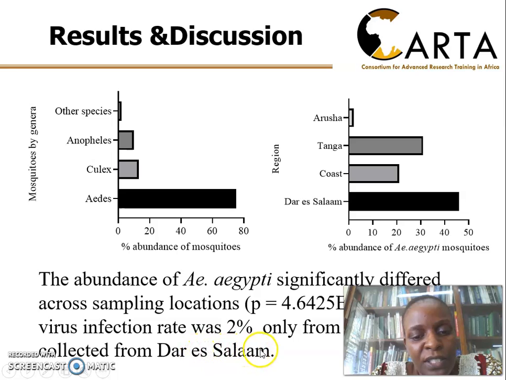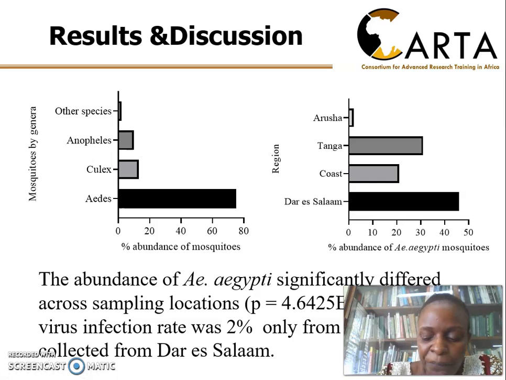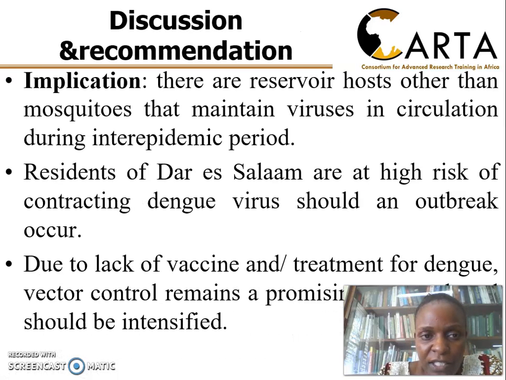The samples collected before that, the mosquitoes turned negative for the virus. So what does that imply? This means that there are reservoir hosts other than mosquitoes that maintain the viruses in circulation when there is no epidemic, and that's where the mosquitoes pick the virus from and cause infection. So it would be interesting to find out what those reservoir hosts are for control purposes.